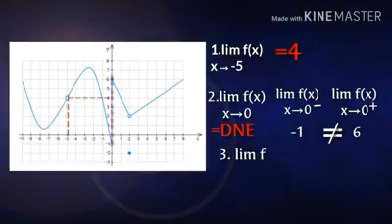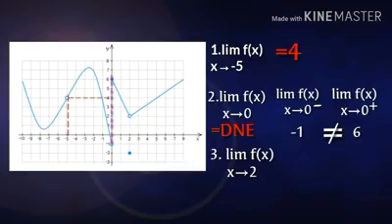Number 3. Limit of f of x as x approaches 2. We can clearly see that as x from the left and right gets closer and closer to 2, our f of x from the left and right gets closer and closer to 2.